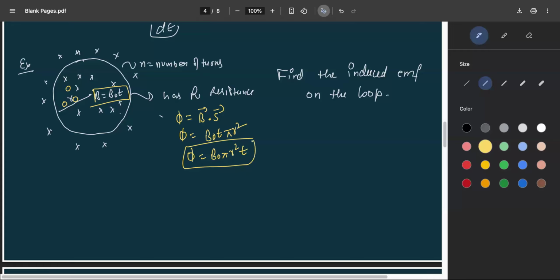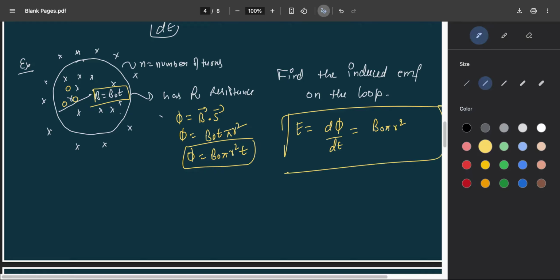It is a varying flux, right? What is the induced EMF? It is nothing but the change in flux divided by time. Because time is increasing, flux is increasing. You can simply put minus. Look, two ways are there. Simply go without putting the negative, and that will give you the absolute value. Let's see. Do a differentiation of this. You are going to get B naught pi r squared.